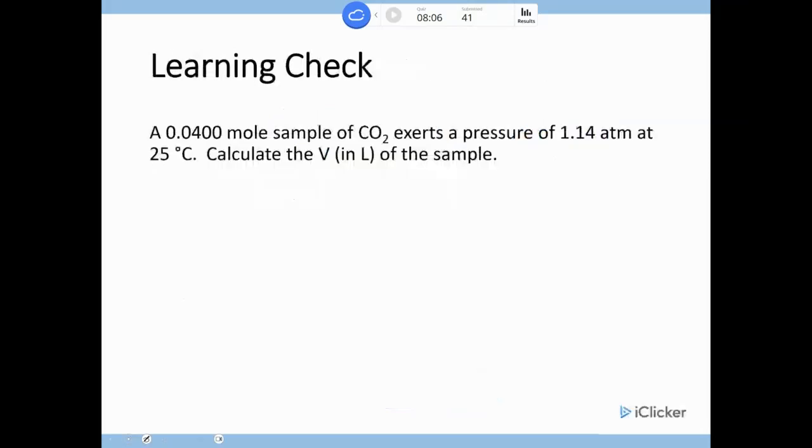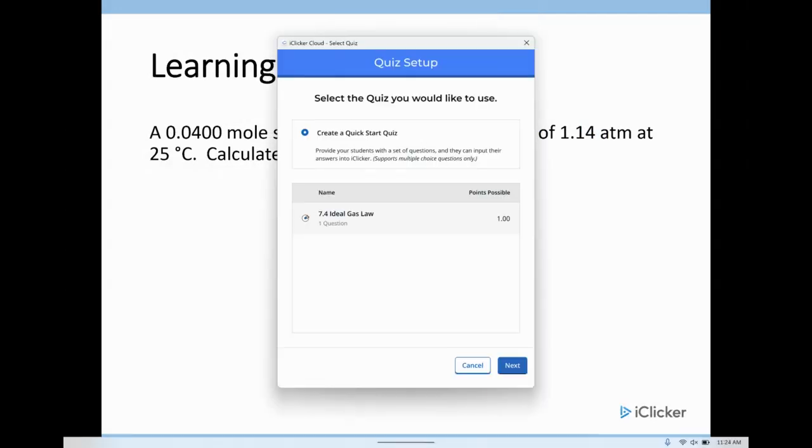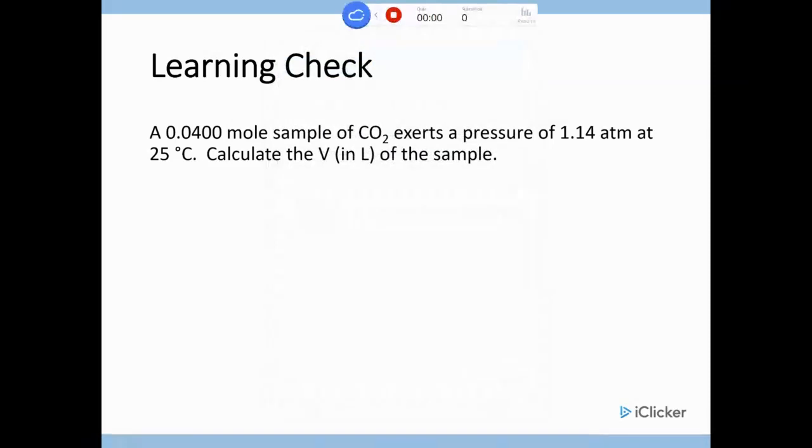So let's do another practice. This will be another iClicker, so let me get this started. We have 0.04 moles of a sample of carbon dioxide. It exerts a pressure of 1.14 atmospheres, and it's at 25 degrees Celsius. We are looking for volume.